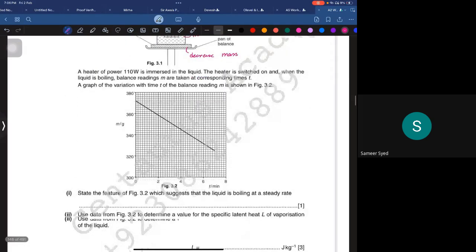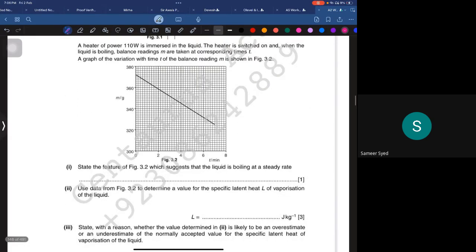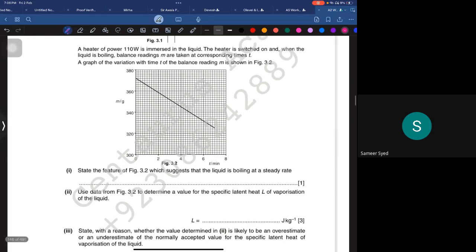So the question then says to state the feature which suggests that the liquid is boiling at a steady rate. Now, as you can see, it's a straight line. Rate is basically the change in mass per unit time. That means the gradient of the line is constant. That is why we are saying that it is boiling at a constant rate. Is it clear, kids?